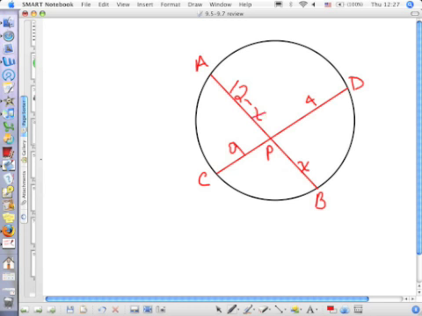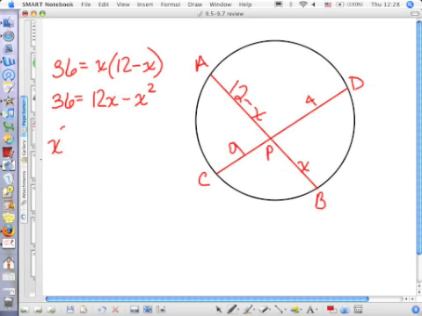This time we have 9 times 4 is equal to x times 12 minus x. Bringing everything to the left-hand side, that's going to be x squared minus 12x. That's where I saw it. Plus 36 equals 0.